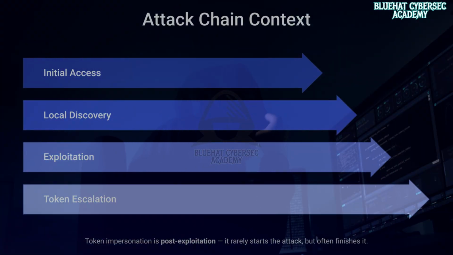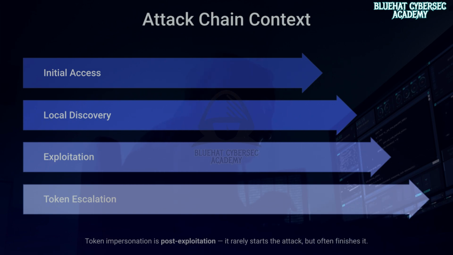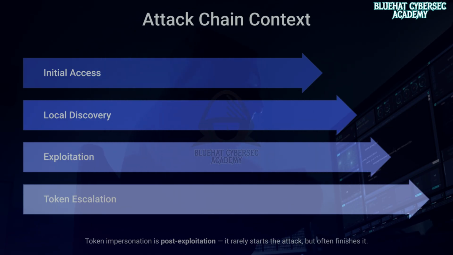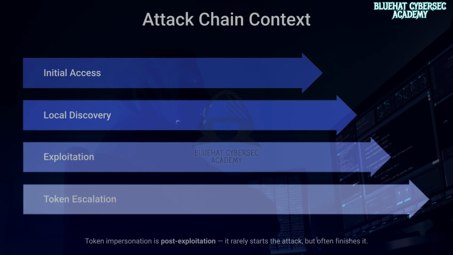But it's important to understand this is rarely the starting point. In real attack scenarios, token impersonation usually comes much later in the chain. First comes initial access, which might happen through phishing, weak passwords, or service exploitation.